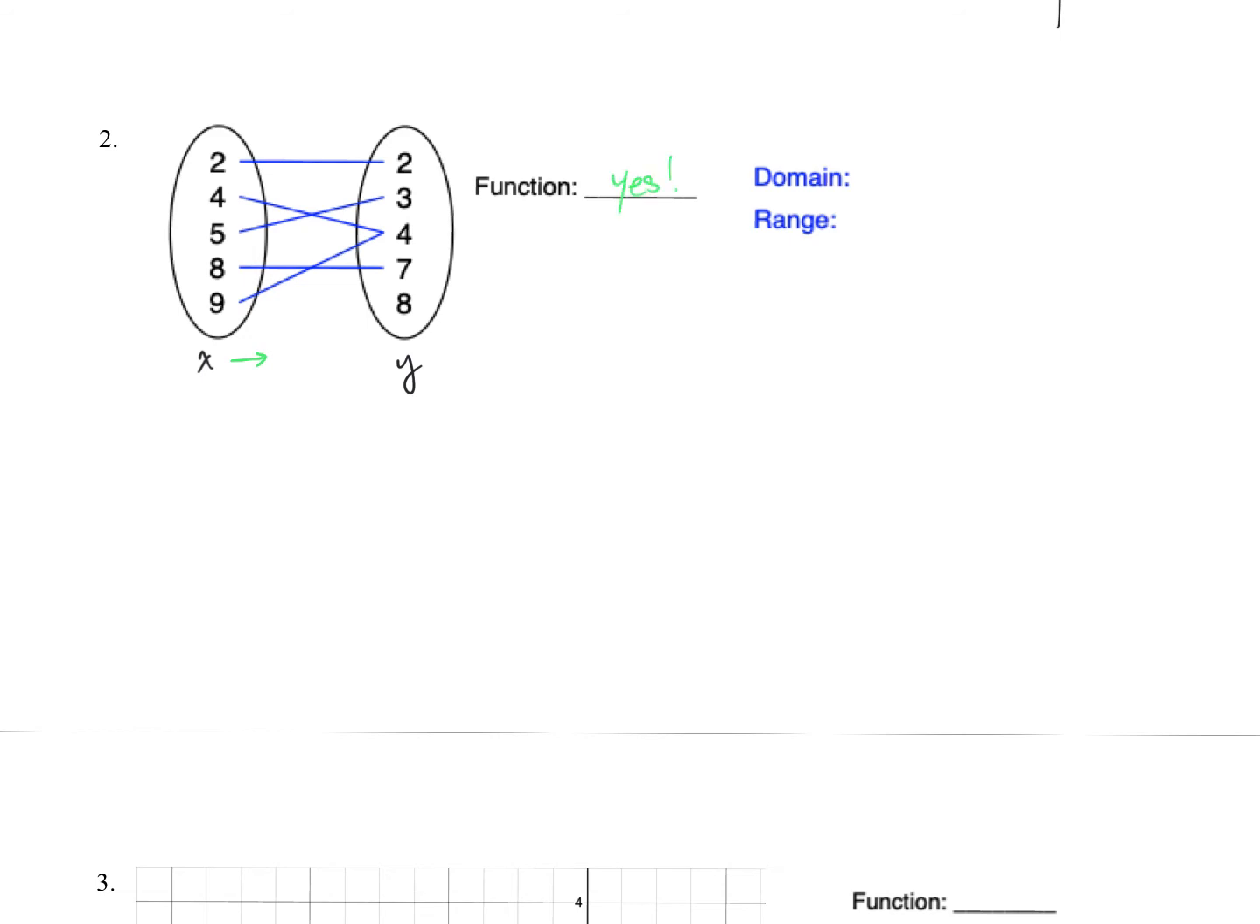So what is the domain and range? Well, the domain is just the x values. So these ones right there. 2, 4, 5, 8, and 9. The y values are all these right here. 2, 3, 4, 7, and 8. And there we go.